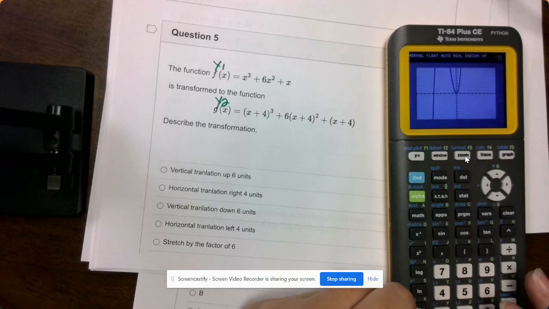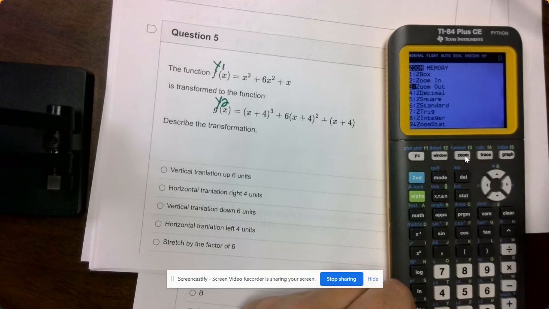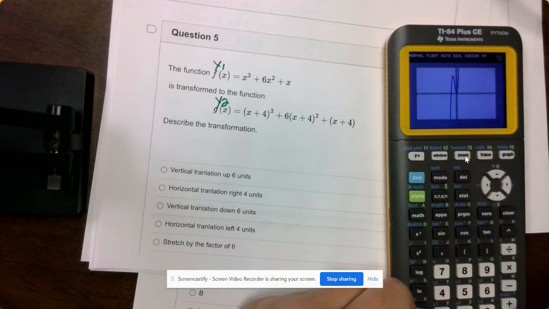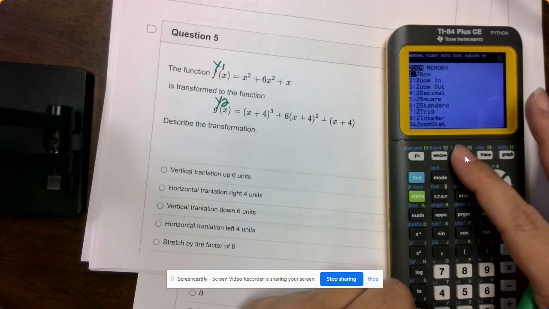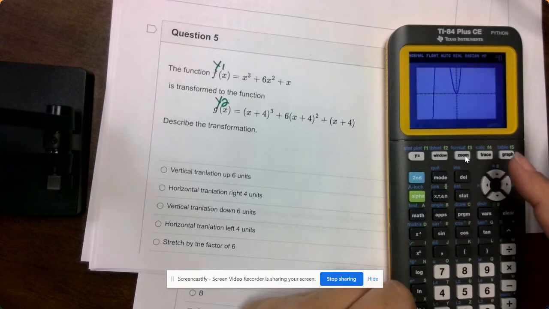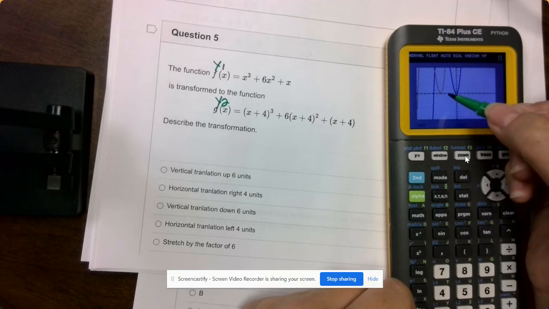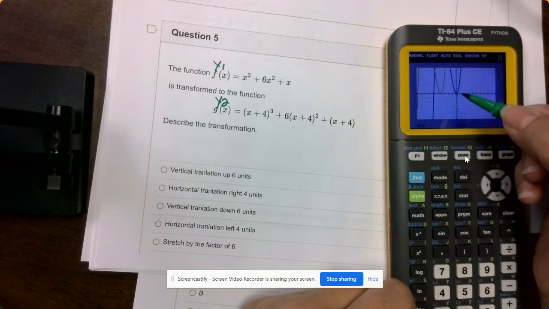So everybody, you do have to put a pair of parentheses, okay? So if you want to do zoom and then out, you press enter. Then I just press enter. Okay. You can zoom in if you want to. Okay, but as we can tell by this, everybody, it moved to the left, horizontal translation, left 4.